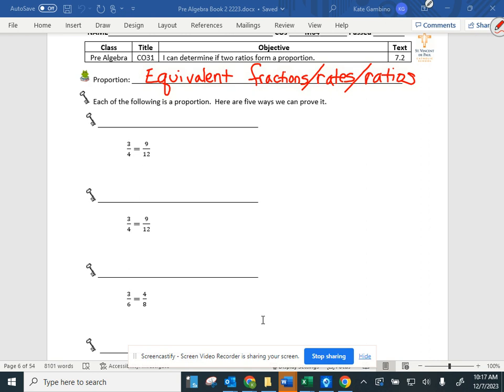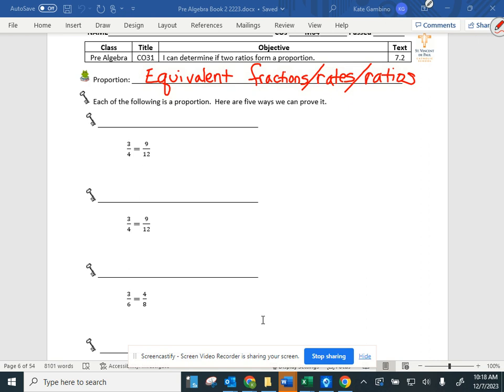So we're multiplying that top or bottom by the same number. If we simplify them both, it's the same simplest form. So we're multiplying by the same number. Equivalent fraction, 1/2 is equivalent to 2/4, which is equivalent to 4/8. Okay, multiplying by the same number or dividing by the same number. So when we're looking for that proportion, we can simplify them down to the same number.